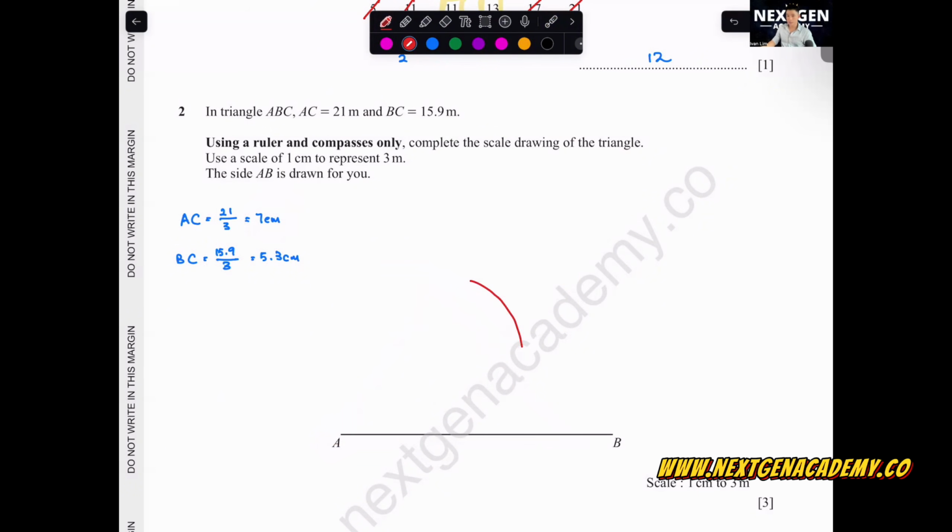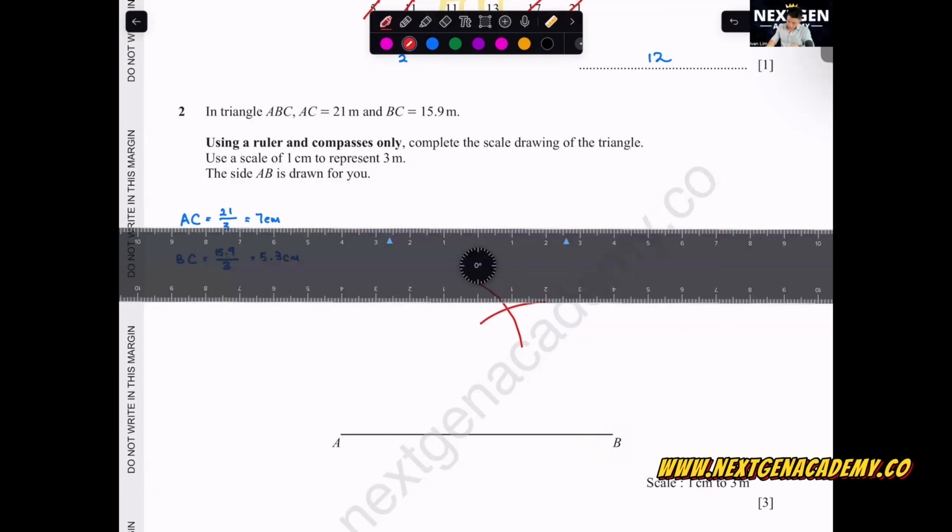Let's say here is 7 cm. Then you're going to repeat the same thing from B. You're going to measure 5.3 cm with the ruler. Then you're going to cut. Cut again. I don't know how long this one is, but I think it should look something like this.